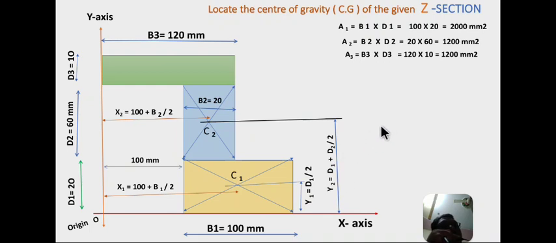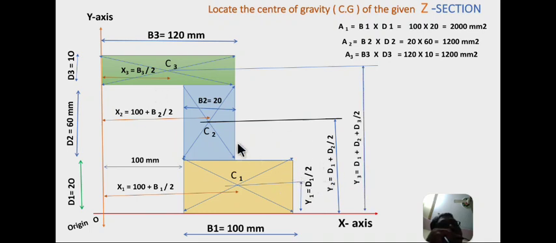In a similar manner, I am drawing the diagonals for C3. C3 is the centroid of the third rectangle at a distance of x3, from here to here. x3 equal to base 3 by 2, half of the rectangle. In the same way, y3 equal to D1 plus D2 plus D3 by 2, so the total value is y3.